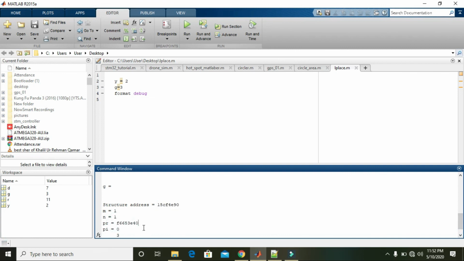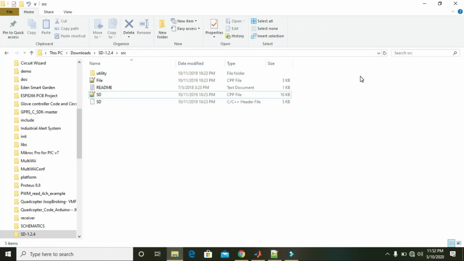So here you can see the address of memory allocation. Hopefully you got the concept.